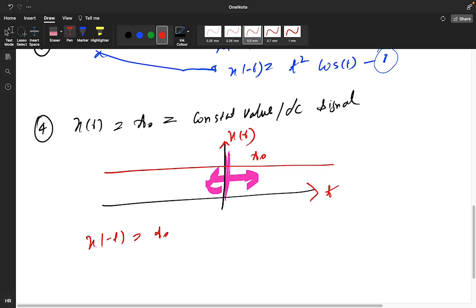Up to here it is clear to everyone? Yes, sir. Anis, is this clear for you? Yes, sir. Okay.